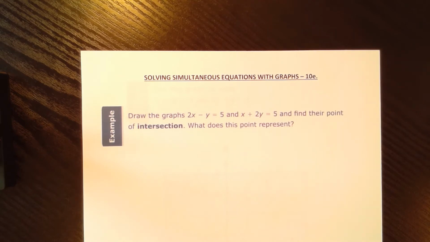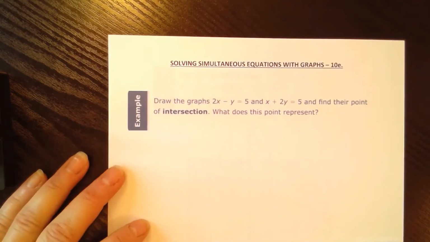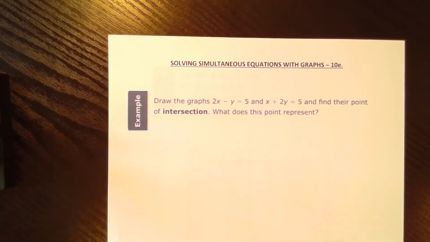So we're going to be drawing straight line graphs today and looking at certain properties of those straight line graphs. So let's have a quick look at example 1. Let's get straight in there. It says draw the graphs 2x minus y equals 5 and x plus 2y equals 5 and find their point of intersection.